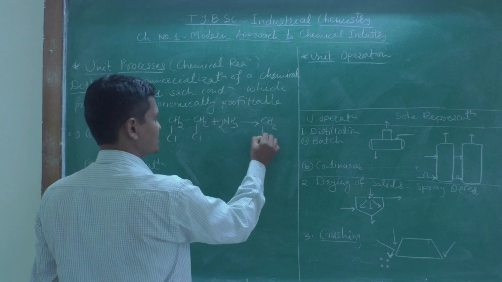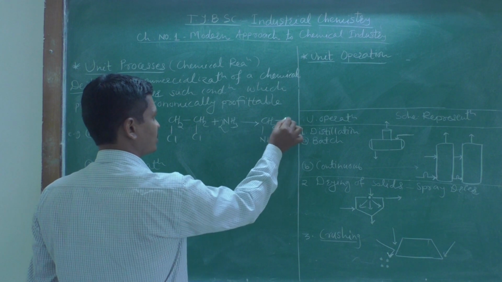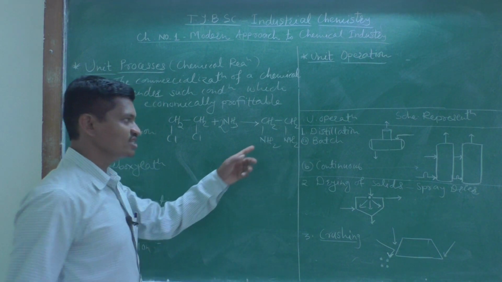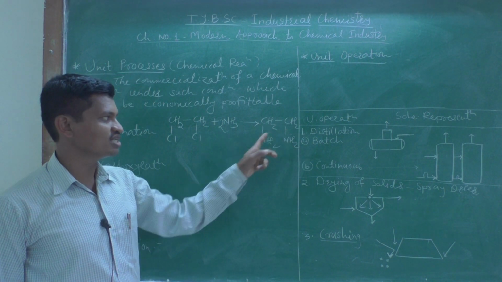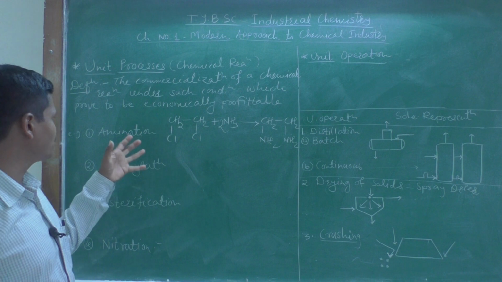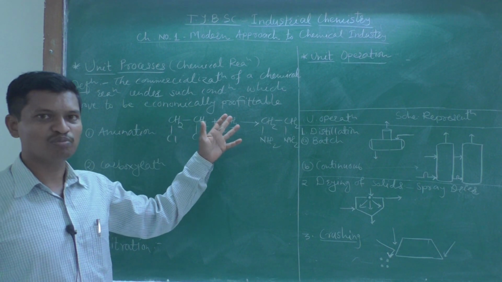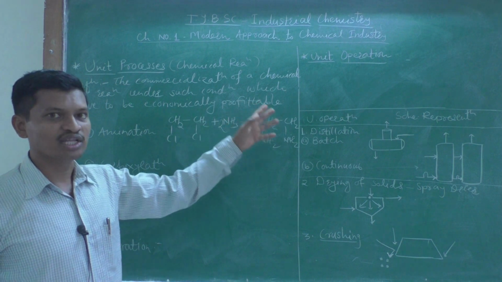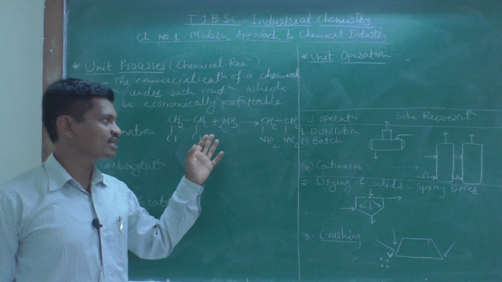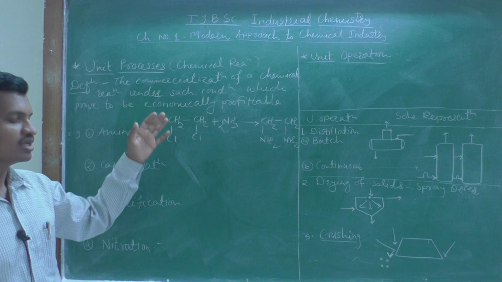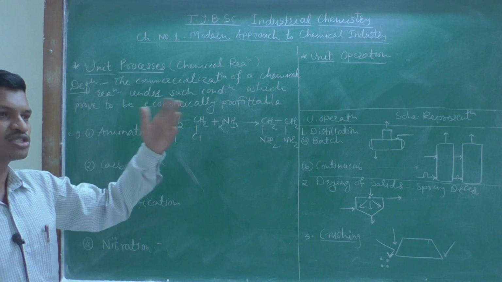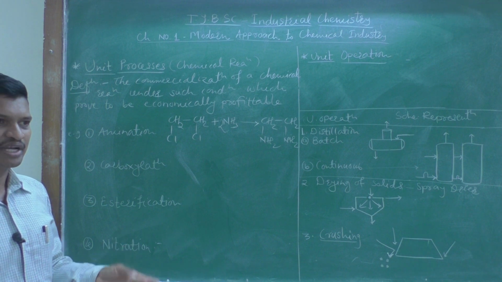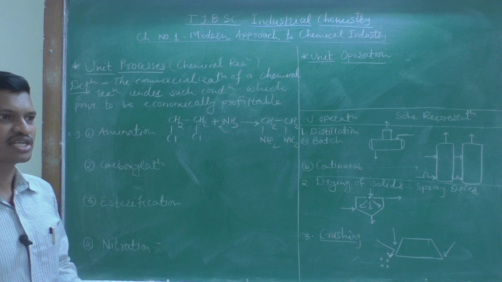It is CH2NH2-CH2NH2. So the end product is ethylene diamine. So this is a unit process known as amination. With the help of ammonia, we have converted this ethylene dichloride into ethylene diamine. Okay, and this type of unit process is used in many industries such as the pigment industry, the organic chemical industry, etc.